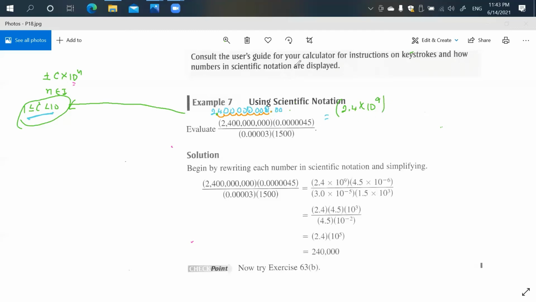Now you do this one. Okay, the second number here. Now this is 0.00045. This one you need to become 4.5, correct? So you have to count backward. So we count now: 1, 2, 3, 4, 5, 6. Okay, so this one, the dot is going to be here. So we have 6, right? We times 6. So then this one is going to be 4.5 times 10 power 6.